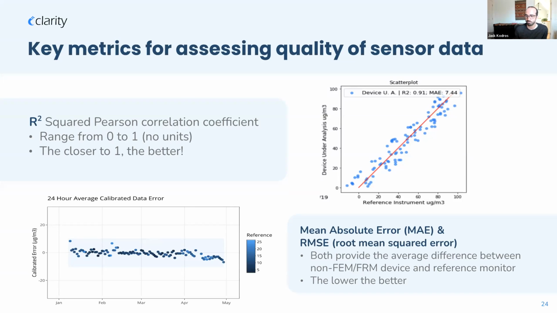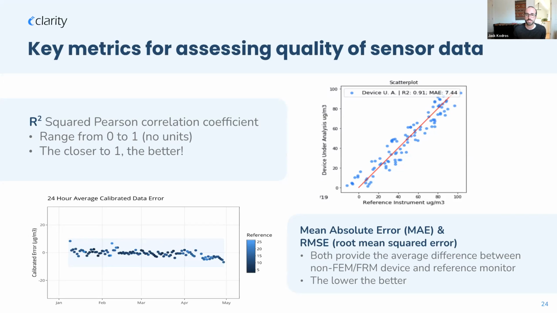Now, you could go up and down the same and be offset by 10 micrograms per cubic meter, minus 20 or 100, and still have an R squared of 1 or perfect. So we need a second metric to describe the degree of offset. This is often described with the mean absolute error, which is showing the average difference between the low-cost sensor and the reference monitor. And here, the lower the better.